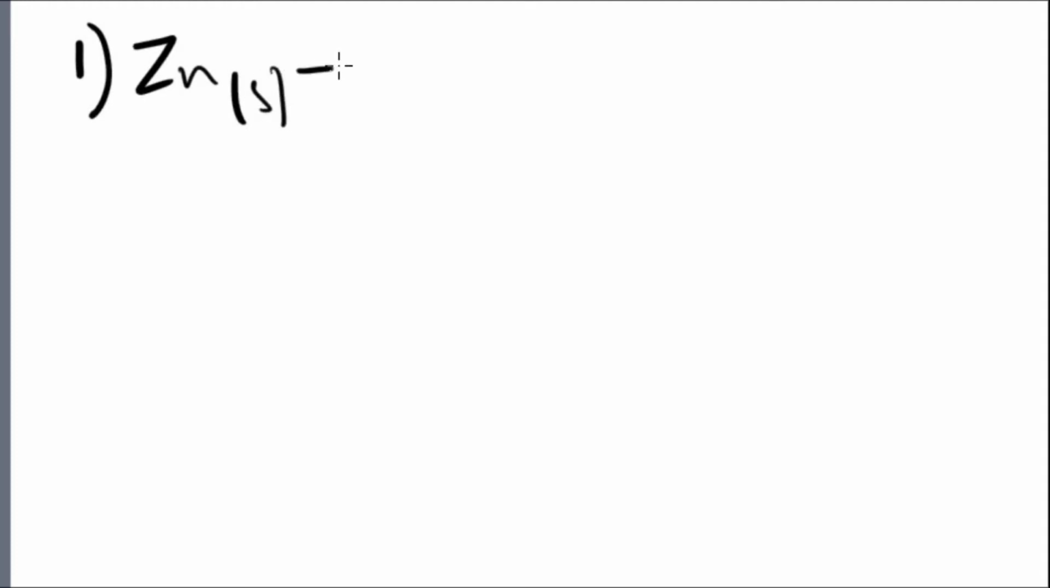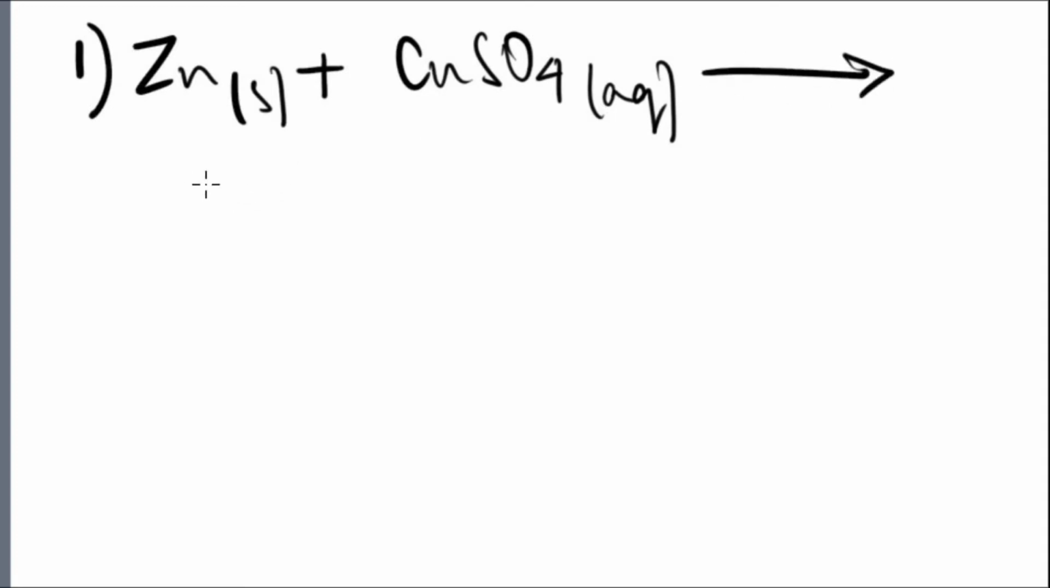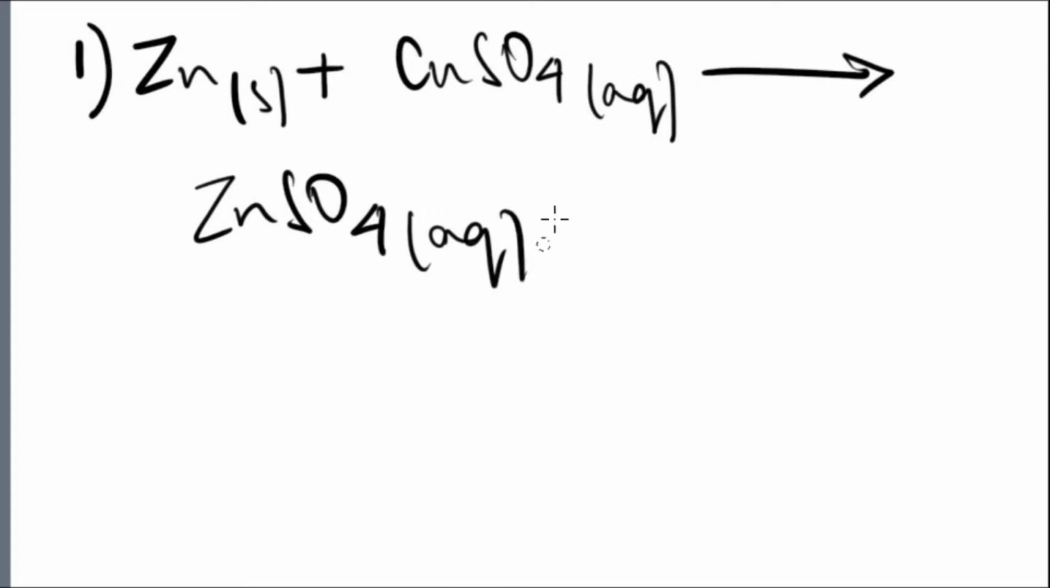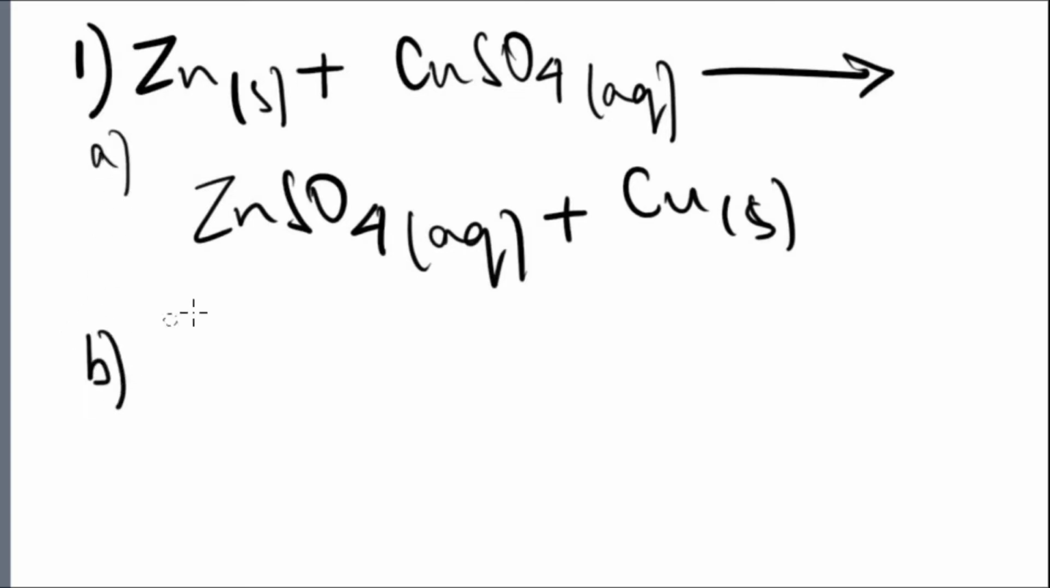So the question was whether zinc will react with copper sulfate solution or not. Now, this is how the reaction will proceed. So the zinc replaces, there is a displacement reaction, replaces the copper in copper sulfate and becomes zinc sulfate, and copper becomes a solid. So that was the first part, to complete the reaction. B was to write the half equations.